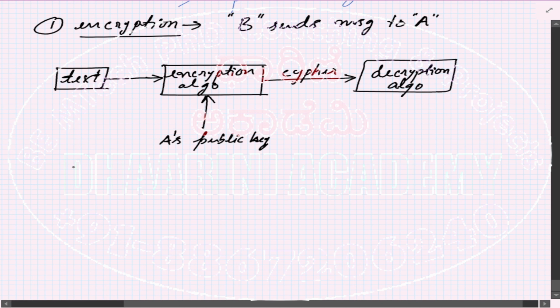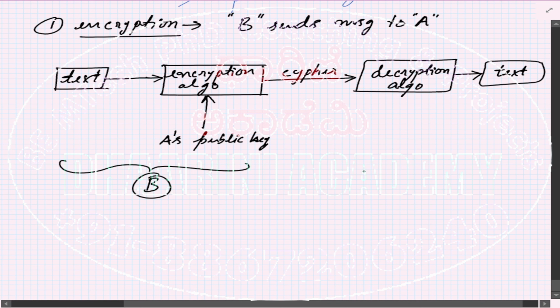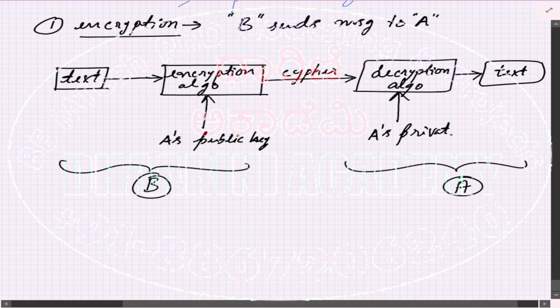So this side is actually B. It's just being sent. The decryption algorithm will get back the original text. This is happening on the system of A. But what is important is the decryption algorithm is going to use another key, which is not the same as the public key used by B. This will be A's private key.